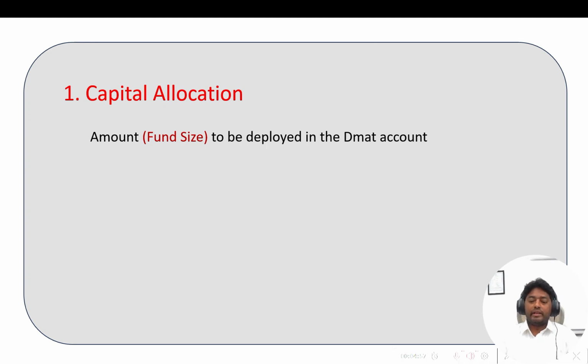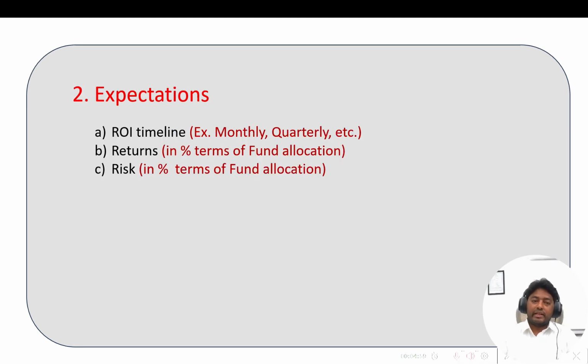So that should not be the case. That's the first thing. The second thing is expectations. Expectations is nothing but, for the capital that you have allocated, how much time do you think you can see any return? Is it a monthly cycle, quarterly, half yearly, or yearly? And the second aspect is how much returns.